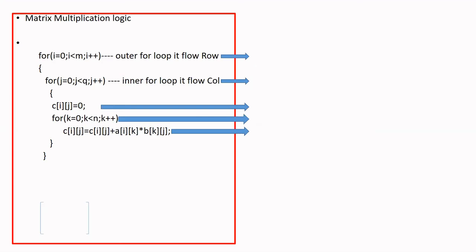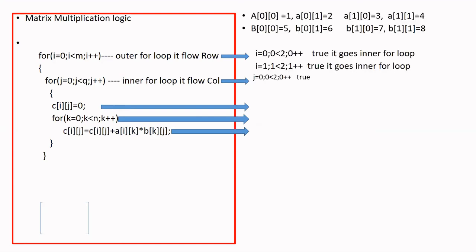So next, it increments j value. Once the condition fails, it will go to the inner for loop again. That is, j value will get incremented. Yes, 1 is less than 2, it is true. So now C of 1 1 is equal to 0. I'm initializing, i is also 1, j is also 1. I'm initializing it to 0, and again k is equal to 0. 0 is less than 2.